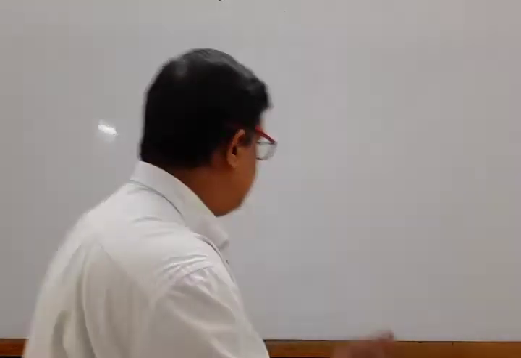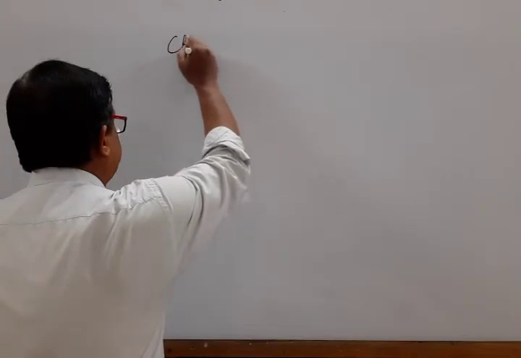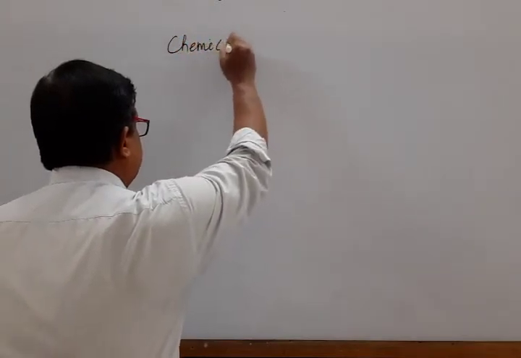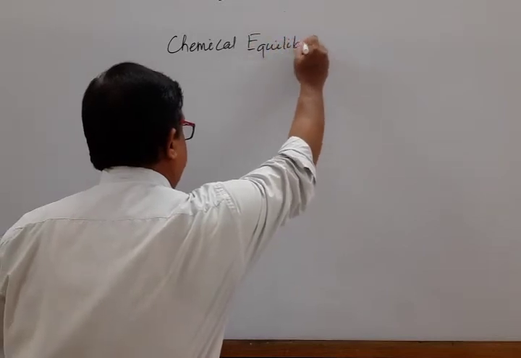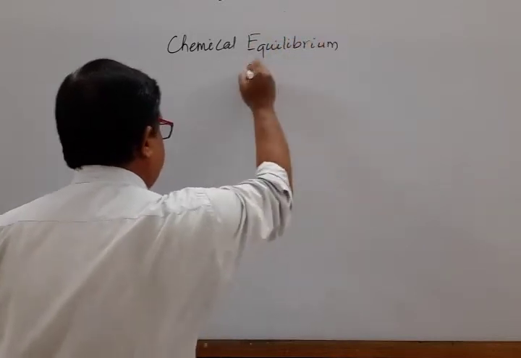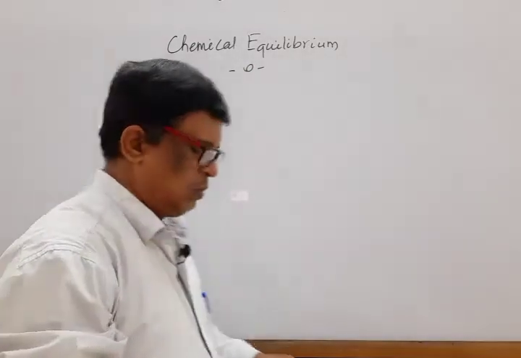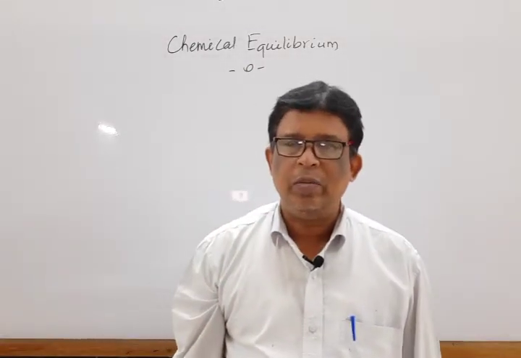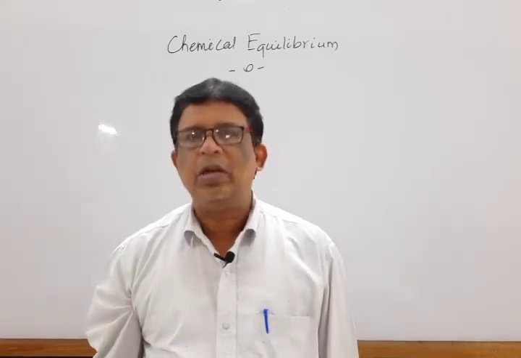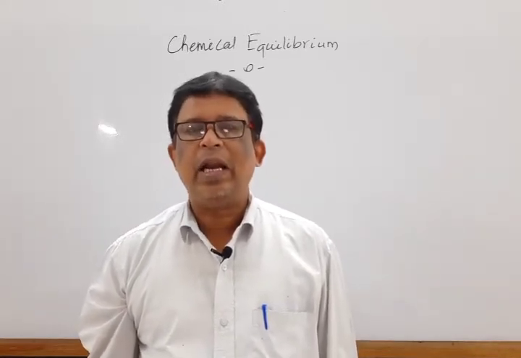Mark that. The chapter is chemical equilibrium. It is the first subunit. Next, the second subunit is ionic equilibrium. These two units constitute the heading of chemical equilibria.